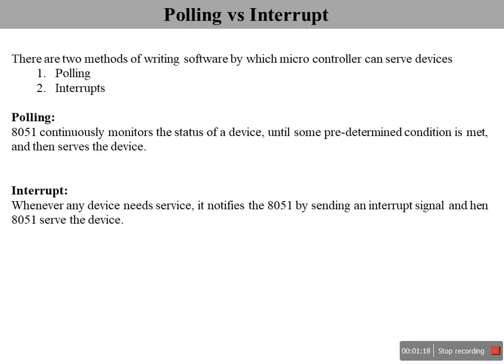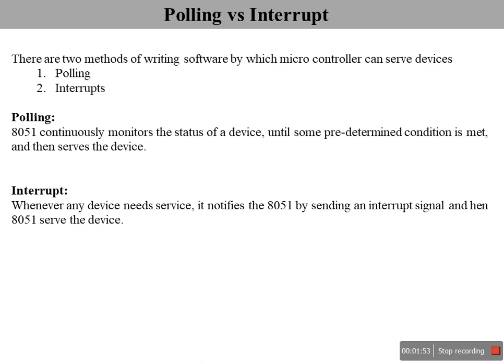There are two different methods of writing software by which a microcontroller can serve devices. How can a microcontroller or a microprocessor give services to I/O devices? Basically, there are two ways: the polling method and the interrupt method. In the polling method, the microcontroller continuously monitors the status of a device until some predetermined conditions are met. When these conditions are met, then the 8051 or microcontroller will serve the device.